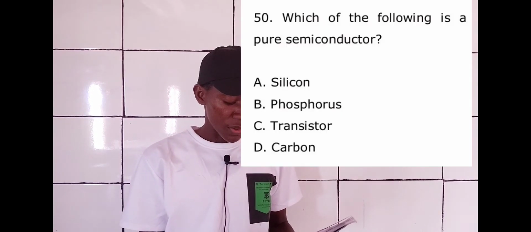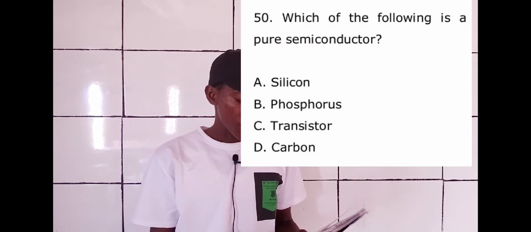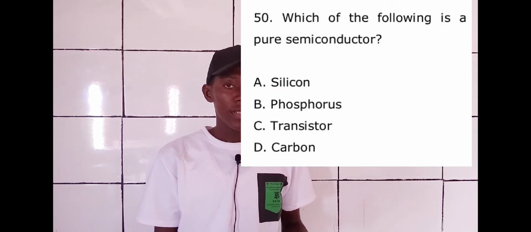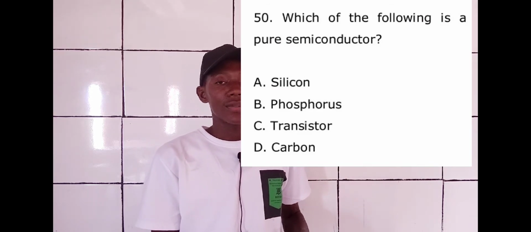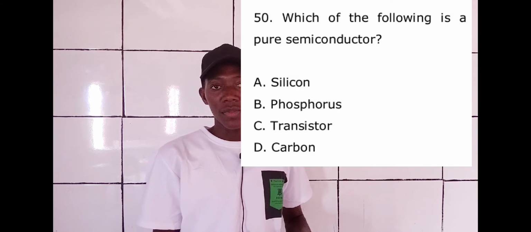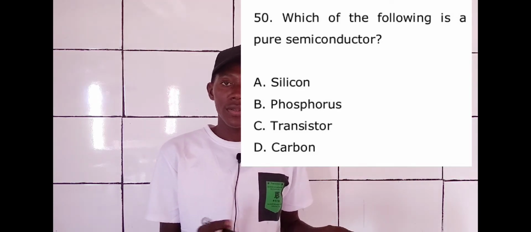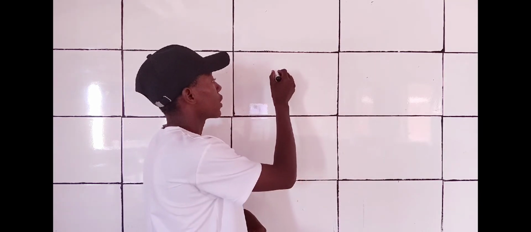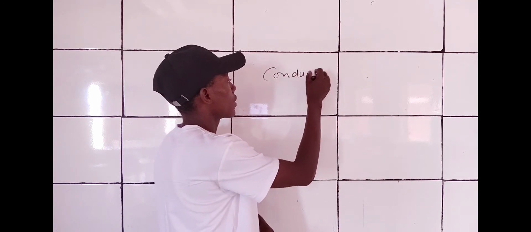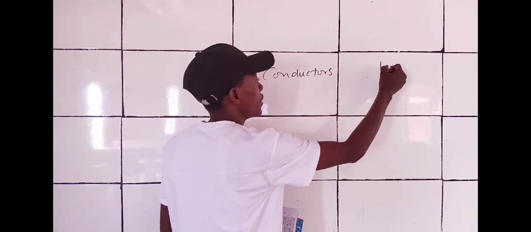Question number 15. Which of the following is a pure semiconductor? A, silicon; B, phosphorus; C, transistor; D, carbon. Now we have two major types of semiconductors. Semiconductors are substances that can conduct electricity sometimes under some conditions, and under some conditions they don't conduct. So they serve as a bridge between conductors and insulators.